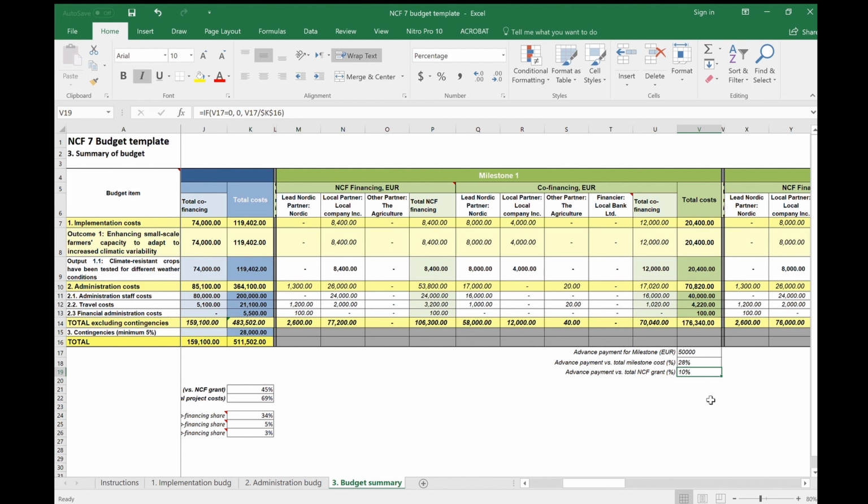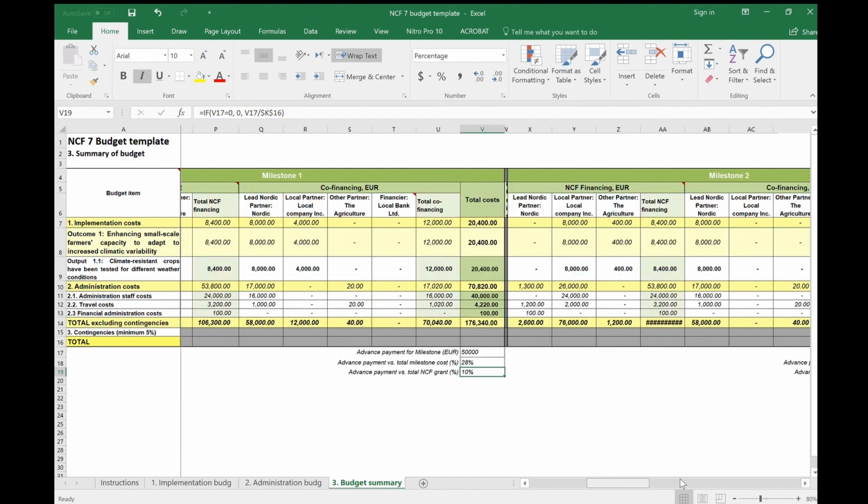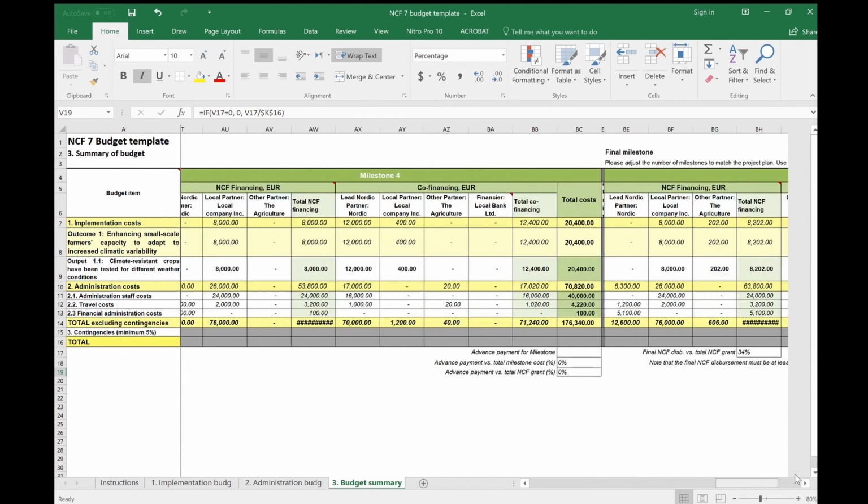The field Advance Payment versus Total NCF Grant will show the share of the advance payment compared to the full NCF grant. One advance payment can never be more than 20% of the total NCF grant, and therefore make sure that the number in this field is no larger than 20% for any milestone.